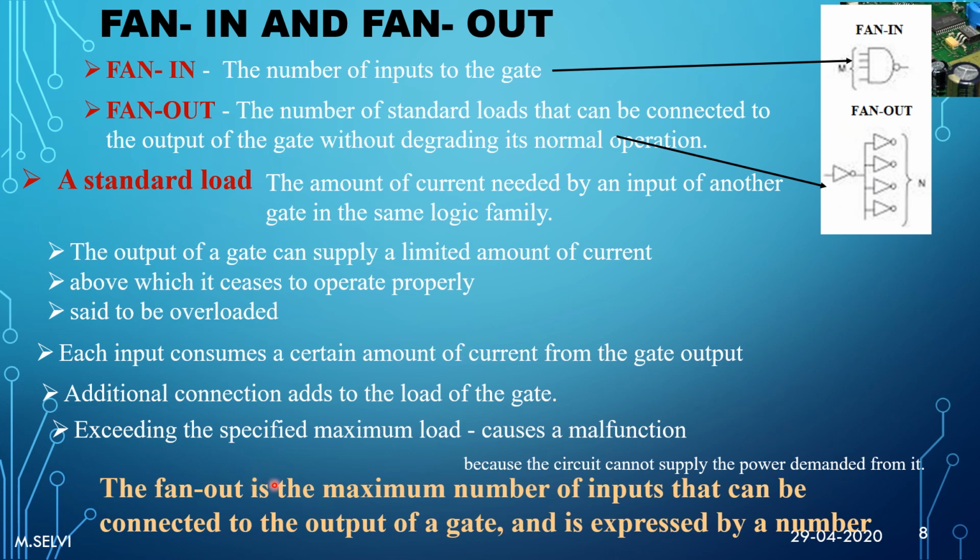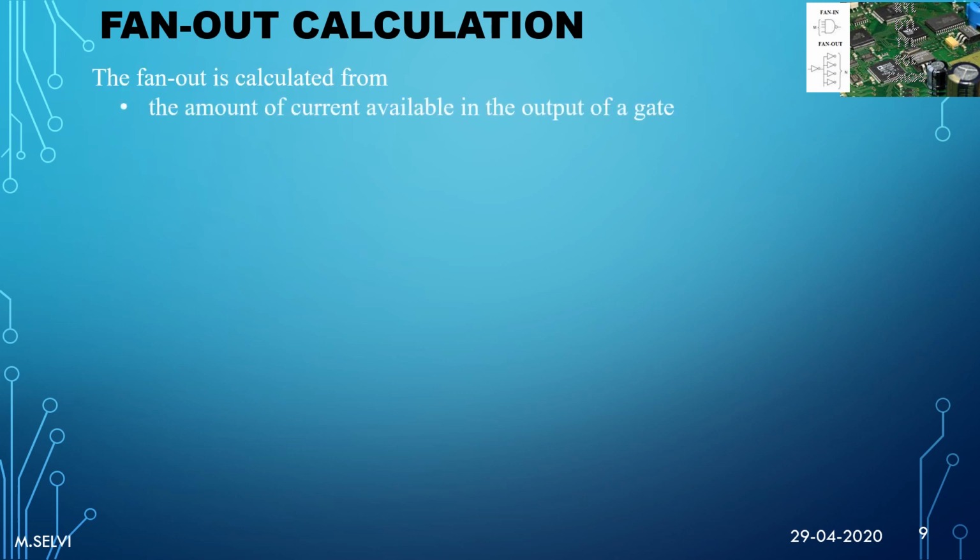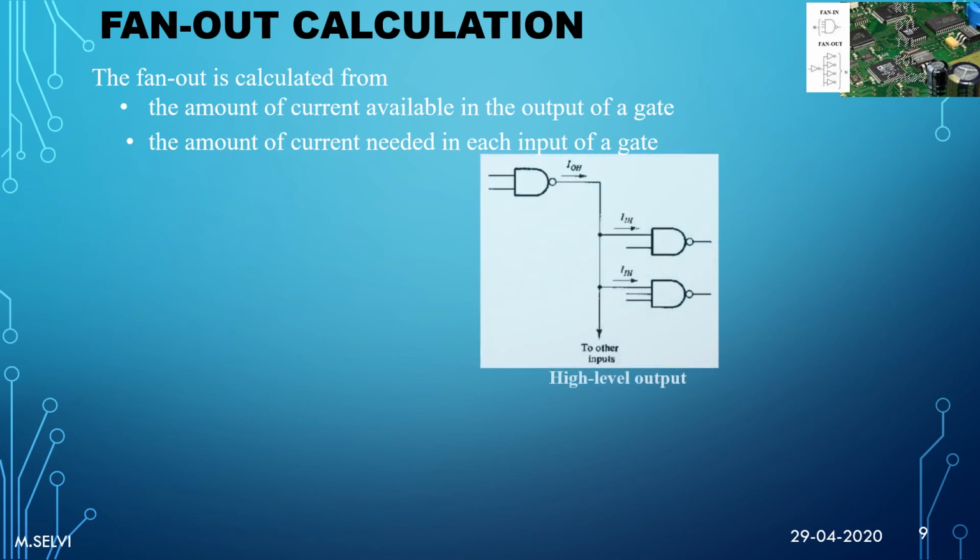Hence, we define fan out as the maximum number of inputs that can be connected to the output of a gate, and it is expressed as a number. It is just an integer number with no unit. Now, how do we calculate this fan out number? It is calculated from the amount of current available at the output of a gate and the amount of current needed for the input of a gate.